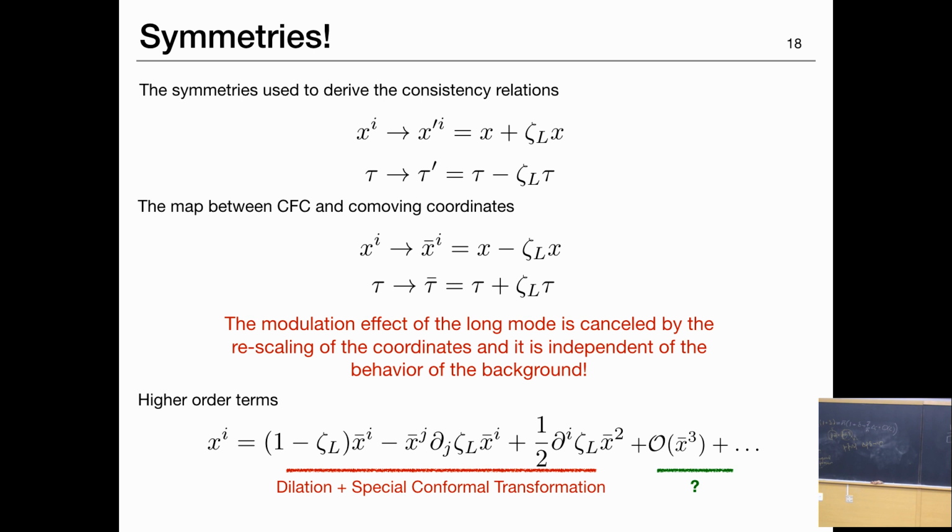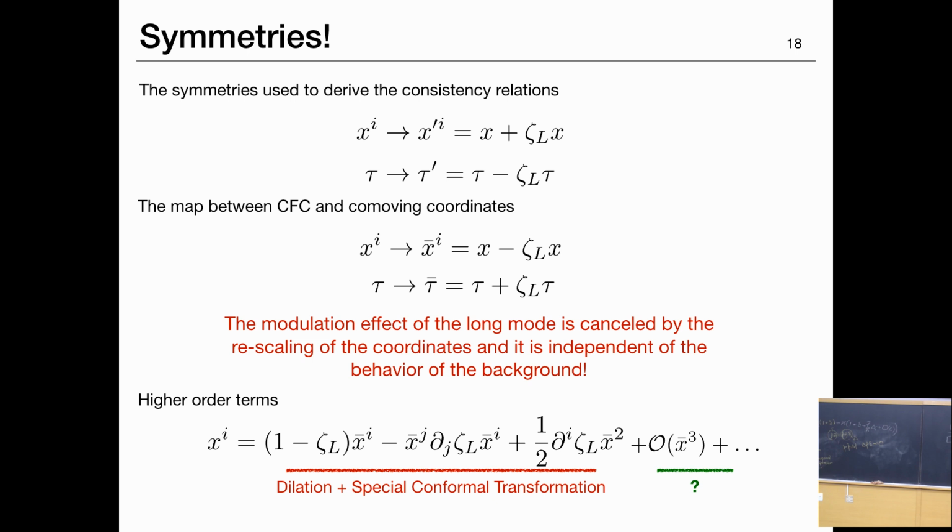All this has its origin in the symmetries of the system. The symmetries that we use to derive the consistency relation have the opposite sign of the transformation of Fermi coordinates. So the statement is that the modulation effect of the long mode is cancelled by the rescaling of coordinates. The result is independent of the behavior of the background.